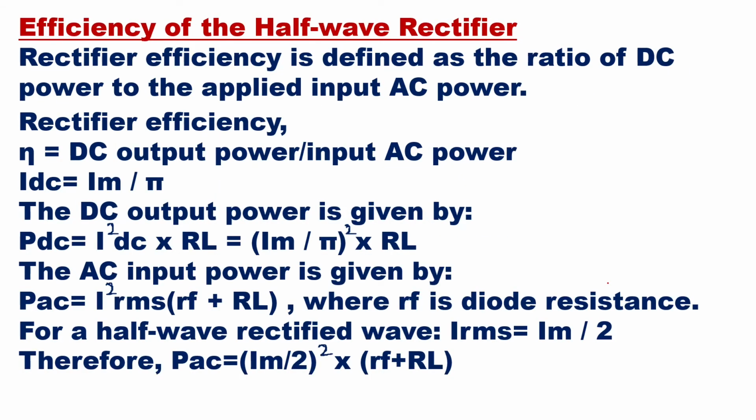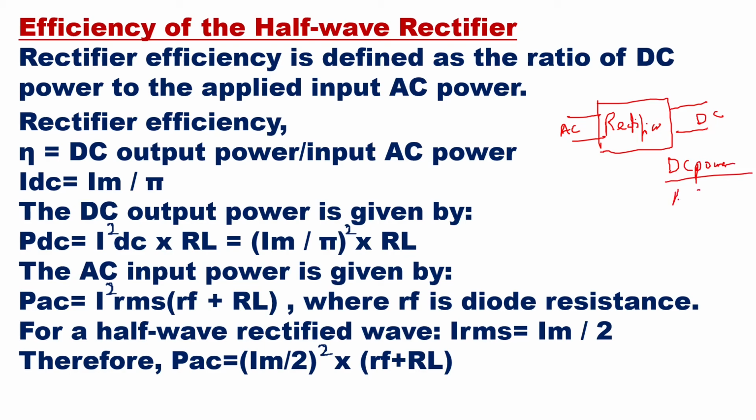Then we'll go on to see what the efficiency of half-wave rectifier is. Rectifier efficiency is basically defined as the ratio of DC power, whatever you get at the output, to the applied input AC power. So for a rectifier, you are applying input as AC, and the output you are going to consider as DC. If this is your rectifier, you are applying AC power here, and you are going to get output as DC power. If you take the ratio of DC power upon AC power, that is output upon input, this is going to give you efficiency. So efficiency is equal to DC power upon AC power.